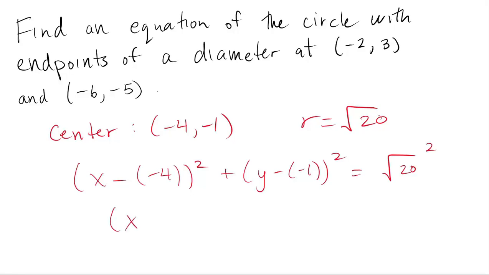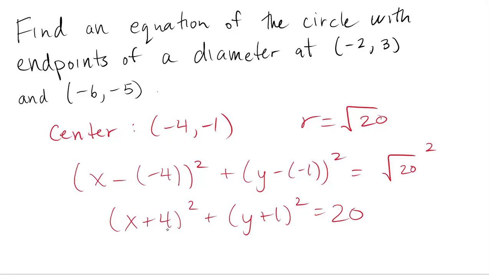So simplifying, we get (x + 4)² + (y + 1)² = 20. And now we have the equation of the circle. We could check this answer by making sure that each of the two ordered pairs we were given satisfies this equation. So let's check really quickly.